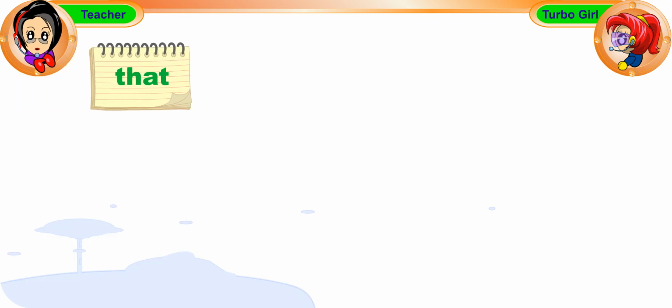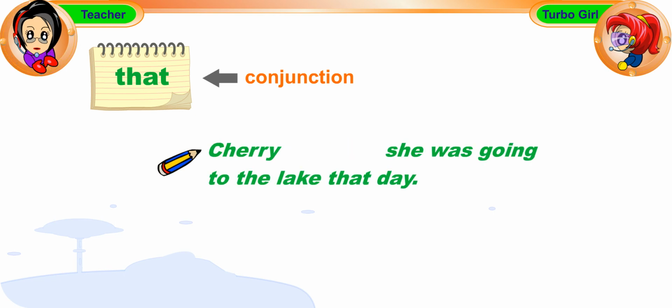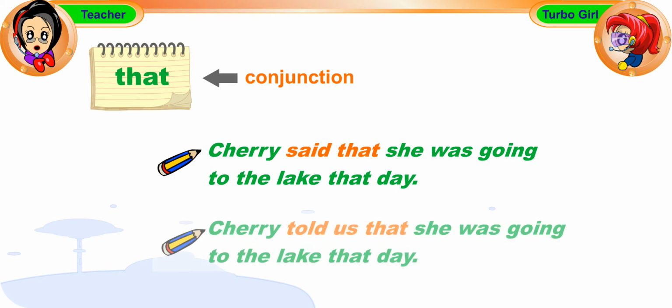2. That. We can use the conjunction that to introduce a reported speech clause. So we can say, Cherry said that she was going to the lake that day, or Cherry told us that she was going to the lake that day.